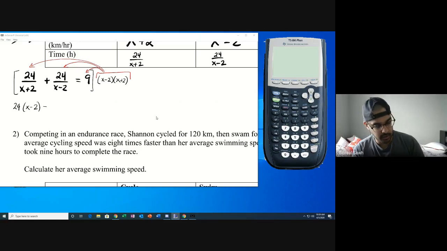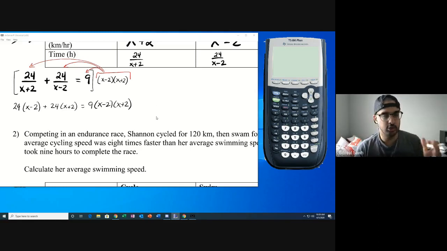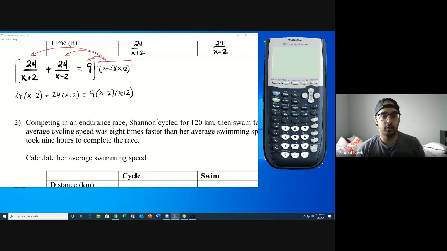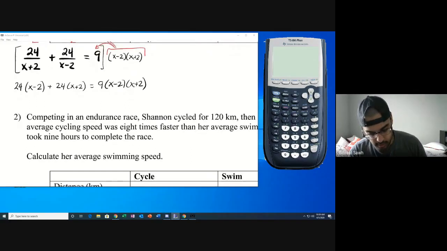In our second fraction, we're going to have 24 times (x plus 2) equals 9 times (x minus 2)(x plus 2). Okay, now it turns into a Math 10 problem where you can distribute and collect like terms. Actually, I shouldn't say Math 10. Maybe it turns into a quadratics problem by then. So let's distribute and see what we end up with.